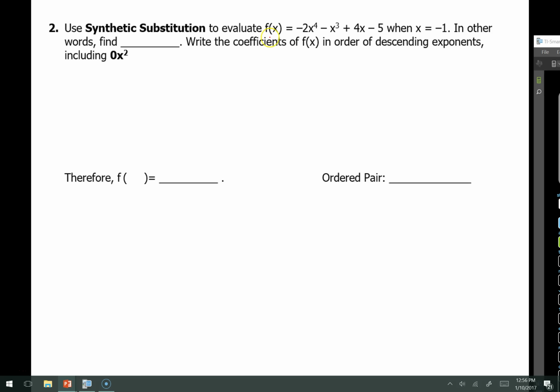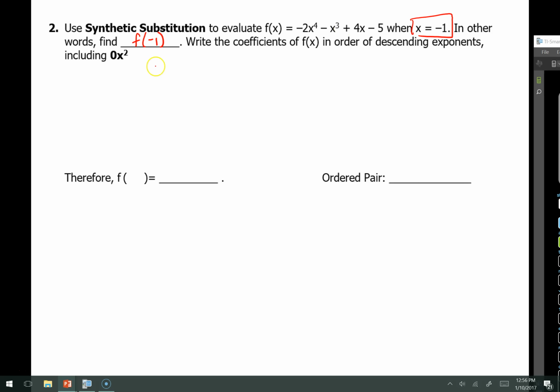We're evaluating f of x is equal to negative 2x to the fourth minus x to the third plus 4x minus 5. This time we're doing it when x is equal to negative 1. So that means we're trying to find f of negative 1. That's what we're evaluating. We're going to take the coefficients and write them in descending exponent order, and we have to include all of the exponents.